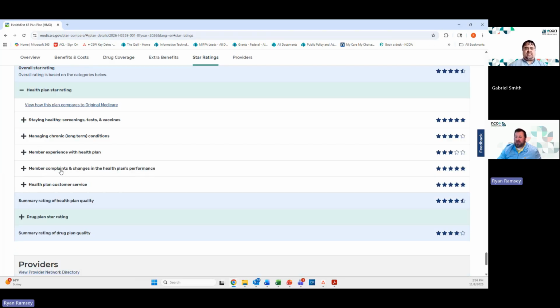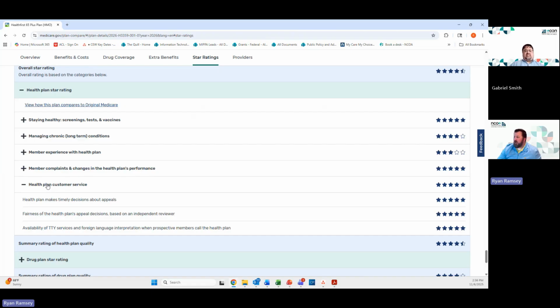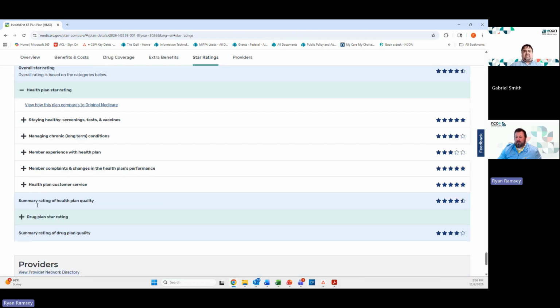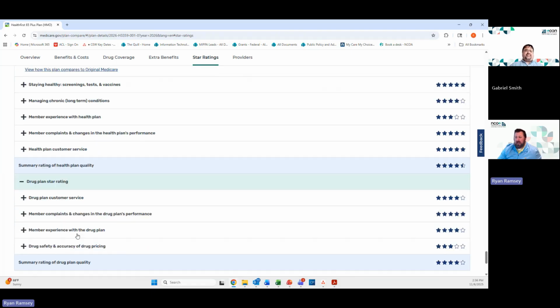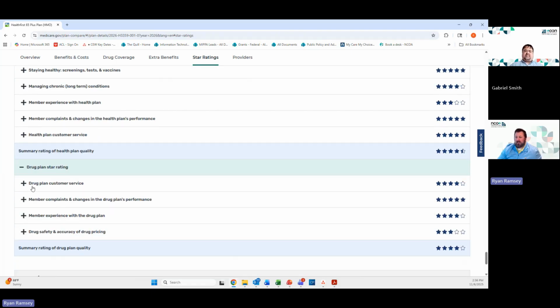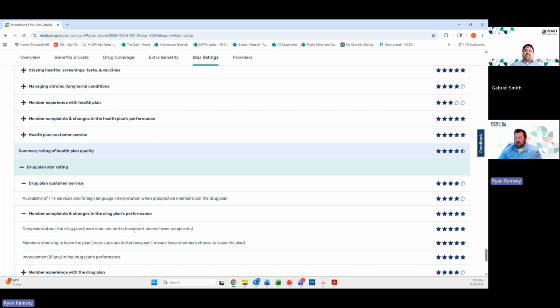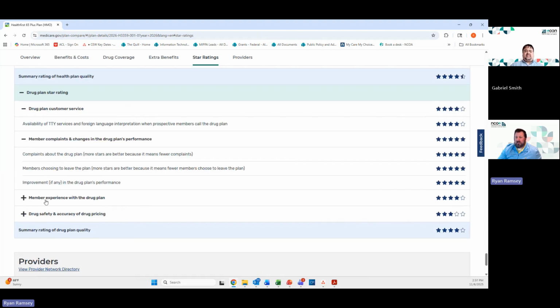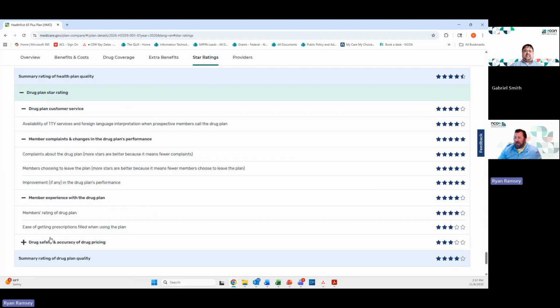Member complaints about the plan, customer service. Obviously, the higher stars mean better customer service. Then for the drug plan: customer service, member complaints or changes in the drug plan's performance, member experience with that plan, ease of getting prescriptions, their rating, members choosing to leave the plan. More stars means fewer people leave that plan.